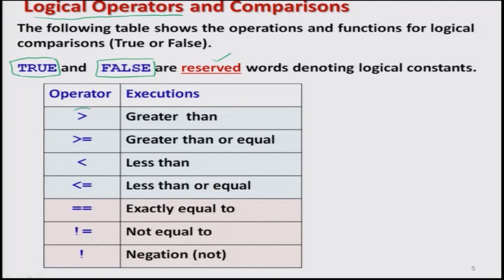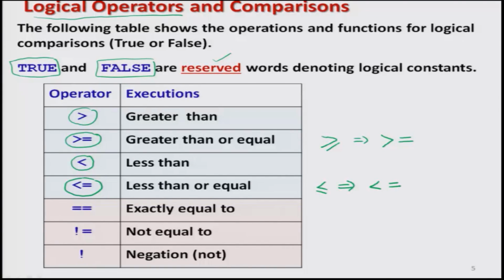First is greater than. This has the same symbol that we use in practice. Another symbol is greater than or equal to. This symbol is written in R as greater than, equal to, like this. Similarly, smaller than or less than is denoted by the classical symbol, and less than or equal to is denoted by less than, equal to, like here.